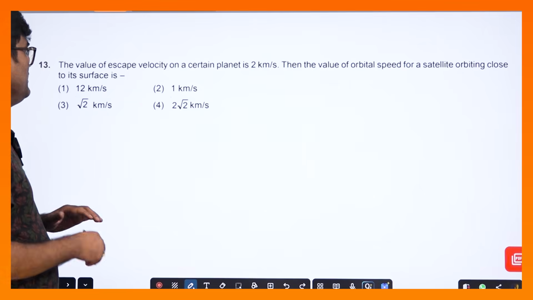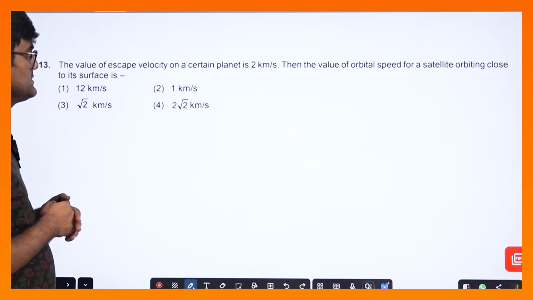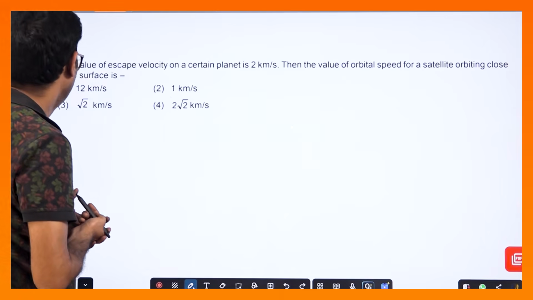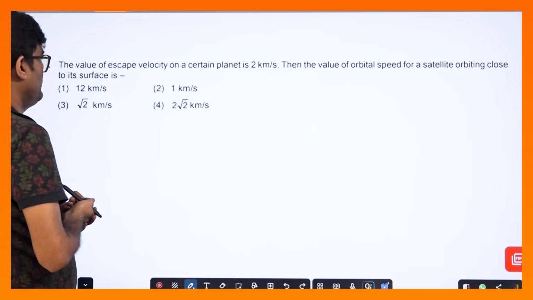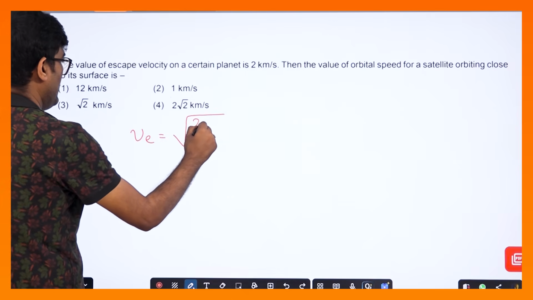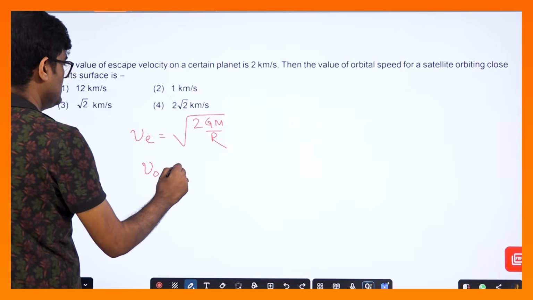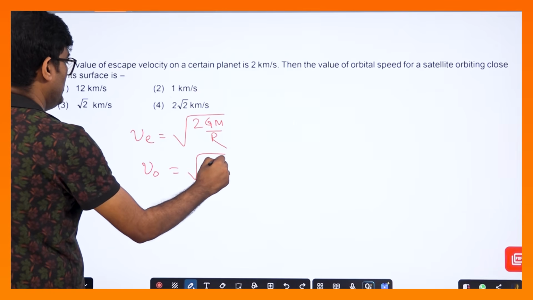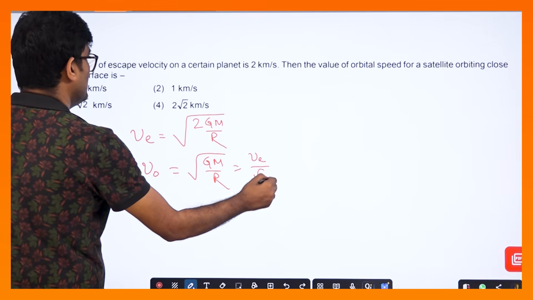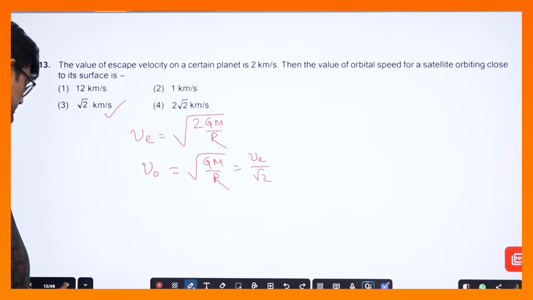The value of escape velocity on a certain planet is 2 km per second. Then the value of orbital speed close to the surface. Escape velocity we know is root over of 2GM by R, whereas the orbital velocity is root GM by R. So orbital velocity is escape velocity divided by root 2. The escape velocity is 2, so that must be root 2 km per second. That is an easy question.